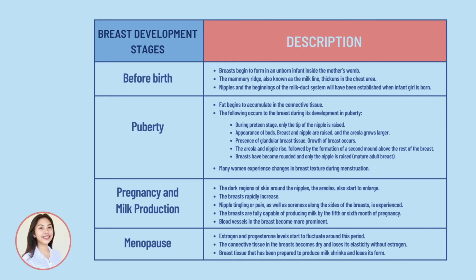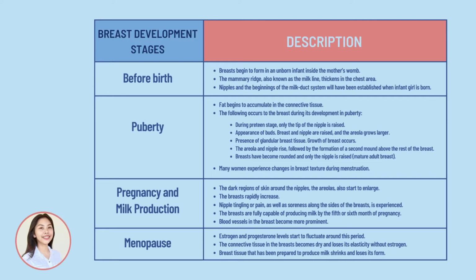Many women also experience changes in breast texture during menstruation. For pregnancy and milk production, one of the first indicators of pregnancy is breast changes. The hormone progesterone is the cause of this. The dark regions of the skin around the nipples, or the areolas, also start to enlarge. The breasts rapidly increase as well.